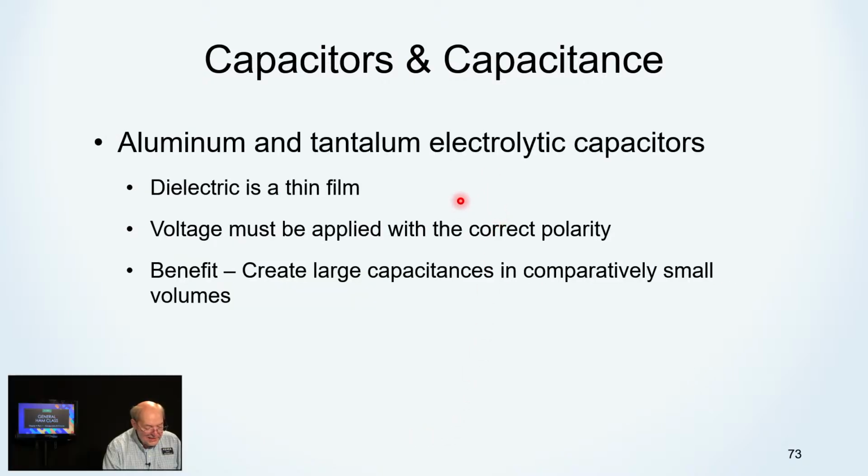Now, in aluminum and tantalum electrolytic capacitors, the dielectric is a thin film, or in the case of tantalum capacitors, an oxide, so it can be an extremely thin film. That's why it's easy to damage them with overvoltage or reverse voltage. Voltage must be applied with correct polarity. I've got a little image on the next slide that you'll appreciate. The benefit of tantalum and aluminum electrolytic capacitors is that they create large capacitance in comparatively small volume.